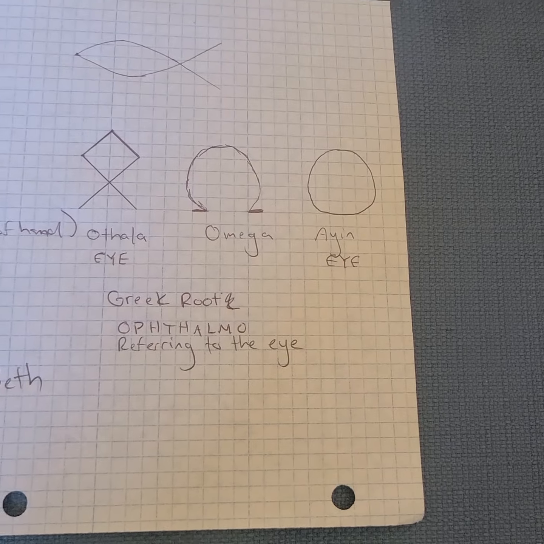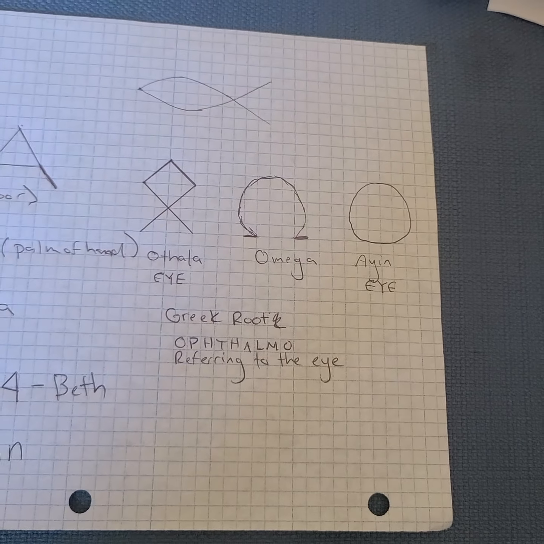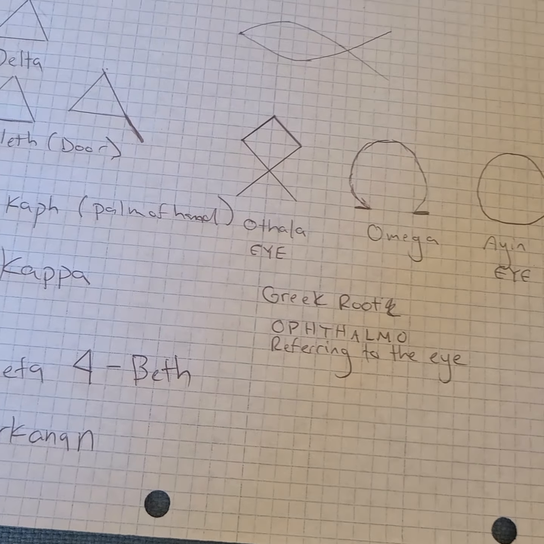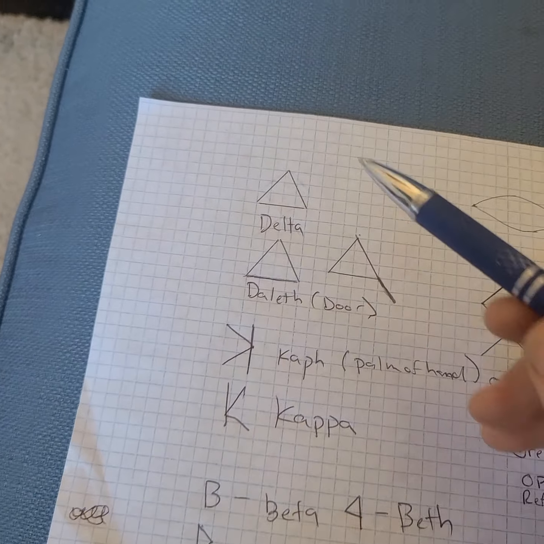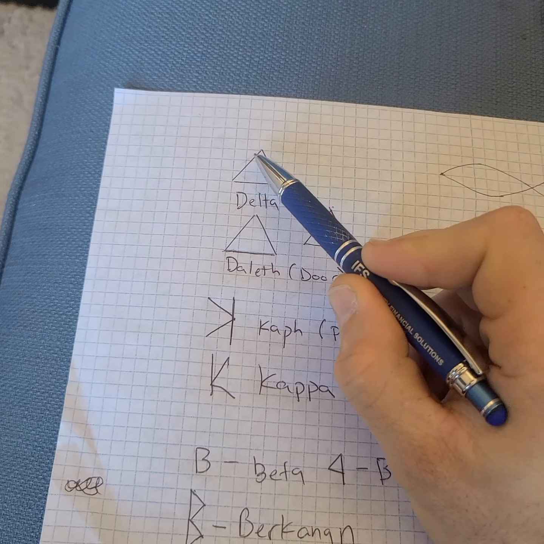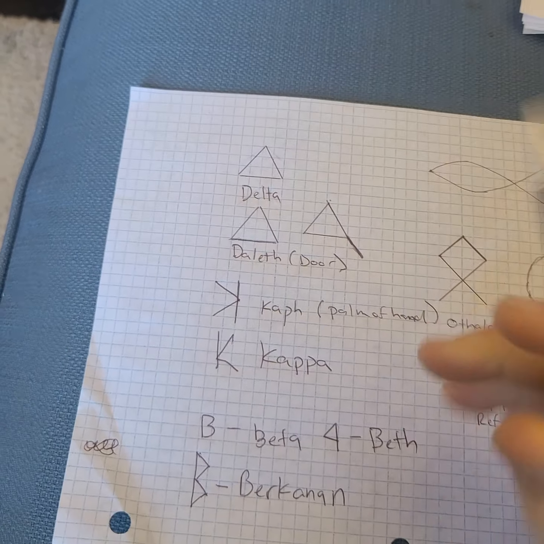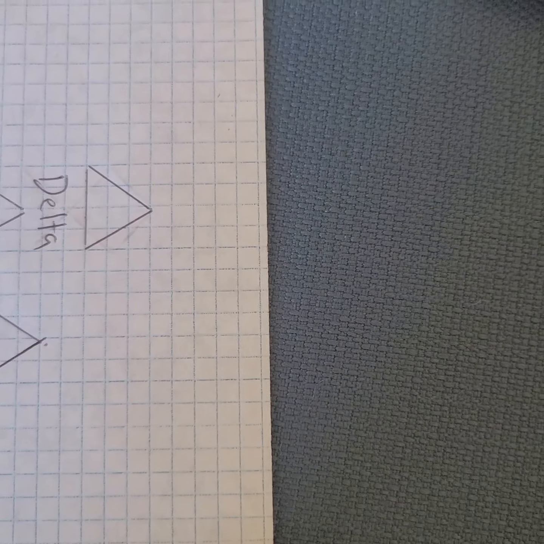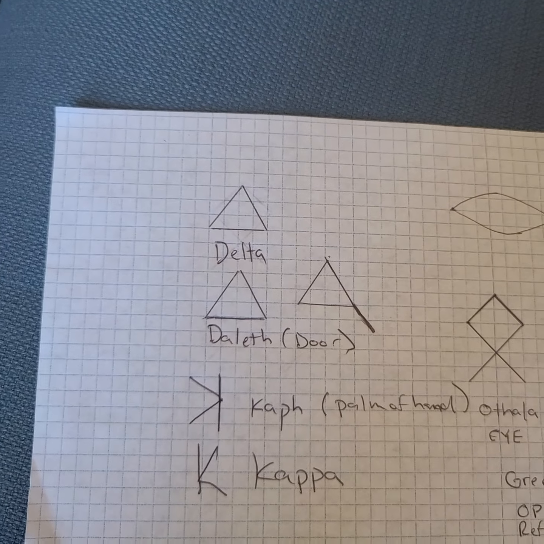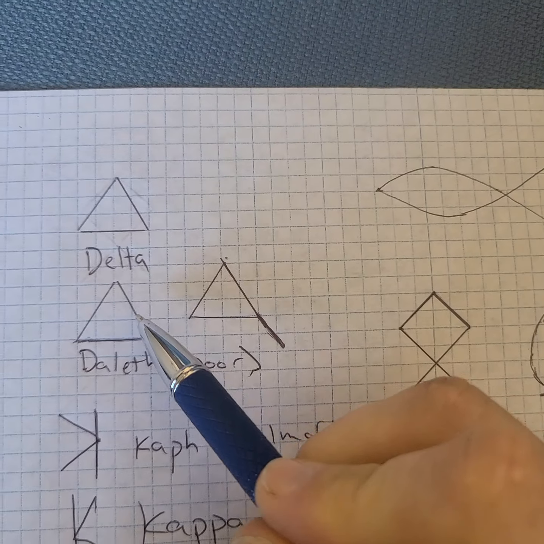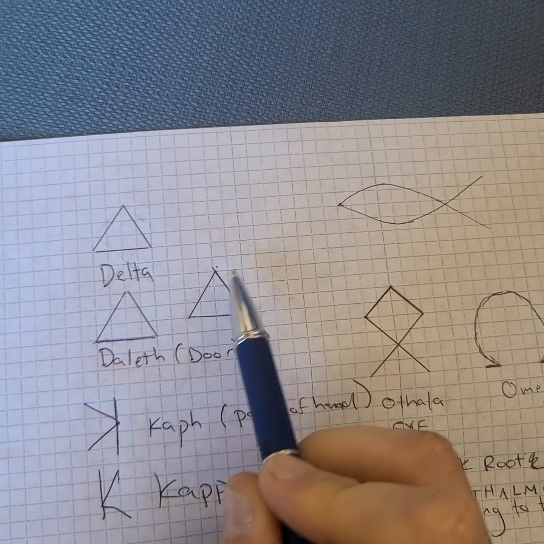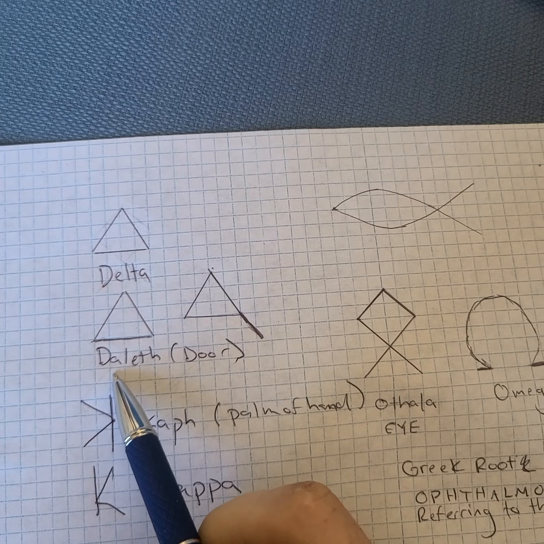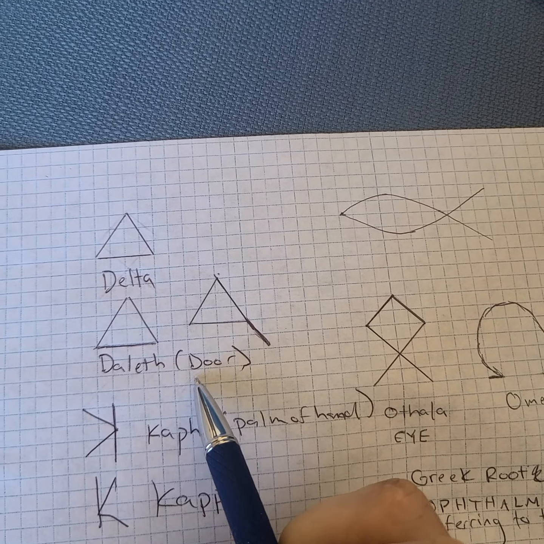Okay, so I want to tie all this into the symbolism of Christianity in a moment, but I want to start with the letter delta. That is the Greek letter for D, which if you turn it on its side, is pretty much a D right there. Well, the Phoenician alphabet has two variations that I found: a triangle and then a triangle with a little tail on it, and it's called Daleth, which means door.